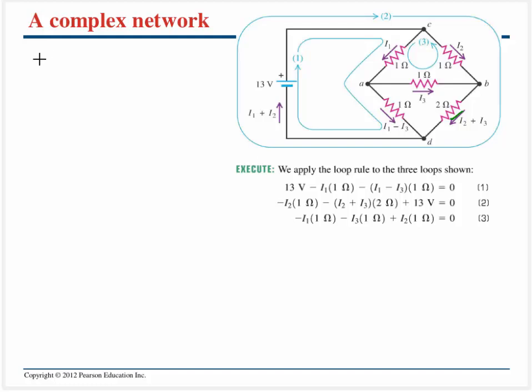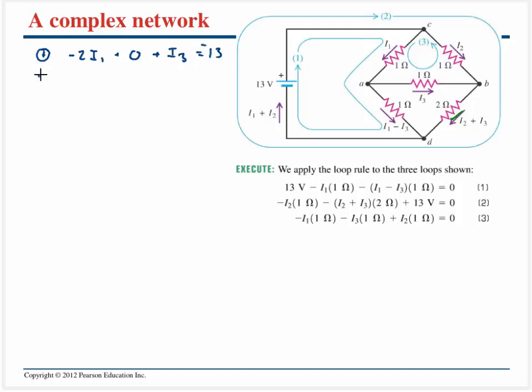Now you may be asking yourself, is there an easier way to solve this complex network? And yes, there is. Turns out that I can rewrite that equation 1 to be equal to negative 2I1 plus 0I2 plus I3 is equal to negative 13.